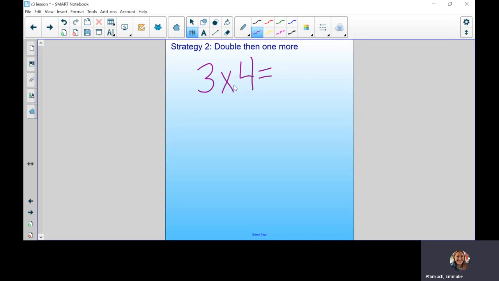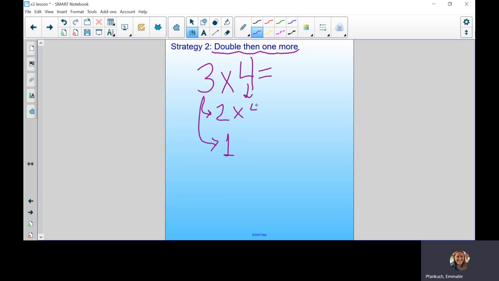But I'm going to give you another strategy that you might like a little bit more. And the strategy is called double and then one more. You guys have done a really good job of memorizing your times 2 tables. And hopefully that can help us here. So another way we can think about 3 is by breaking it up into a 2 and a 1. Because 2 plus 1 is 3. Now I'm going to do each of those by 4.